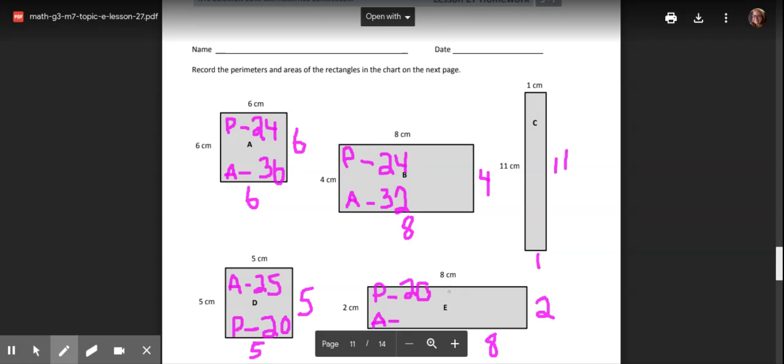For the area, you are multiplying the width times the length. So 2 times 8 is 16 centimeters squared.